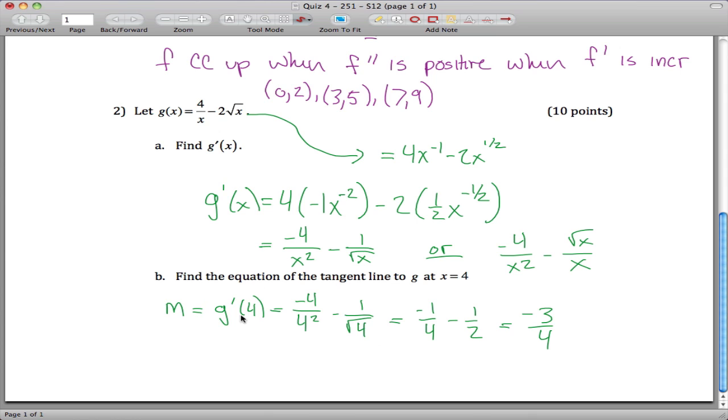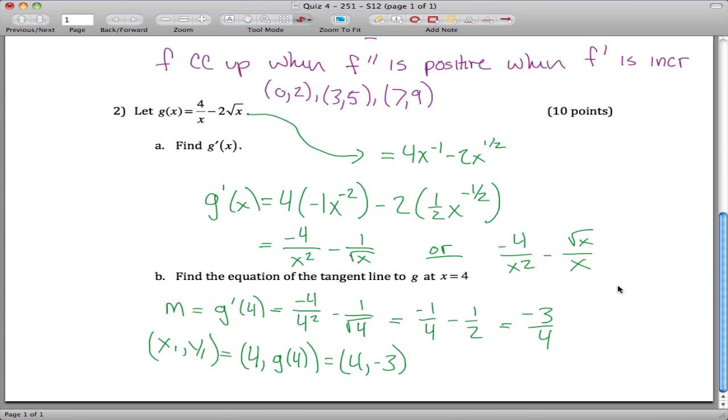For the equation of a tangent line, we don't just need the slope, we also need a point. So we need a point x1, y1. We're given x1 is 4, and we can figure out y1 by figuring out what g of 4 is. So g of 4 is, stick a 4 in up here. 4 divided by 4 is 1. The square root of 4 is 2. So 1 minus 2 times 2 is 1 minus 4, which is negative 3.